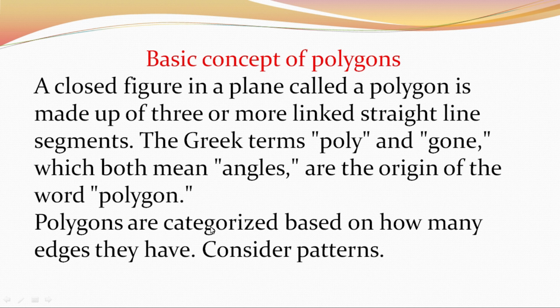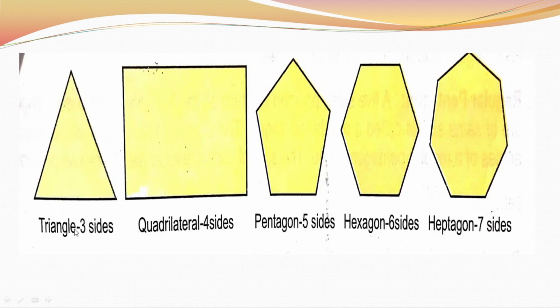Polygons are categorized based on how many edges they have. Consider patterns. This triangle: three sides. Okay, a triangle always has three sides. You can say equilateral triangle, right angle triangle, any triangle, but it has three sides. Okay, a quadrilateral always has four sides: one, two, three, four. Pentagon: five sides. This is the shape of a pentagon: one, two, three, four, five.